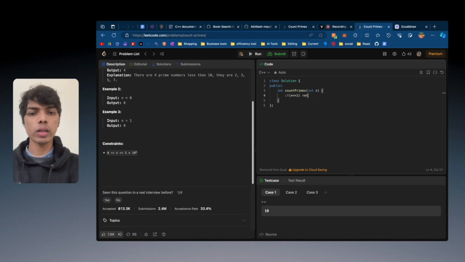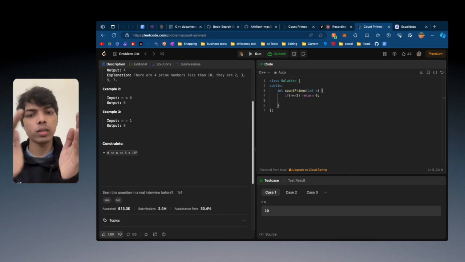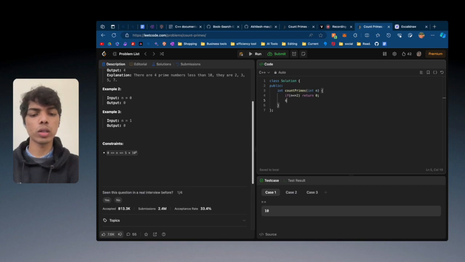So in this case, if the input that we receive is less than or equal to 2, then we know that there are no prime numbers less than 2, and for any other input below that, we can directly return 0 by default. We need not think of that.